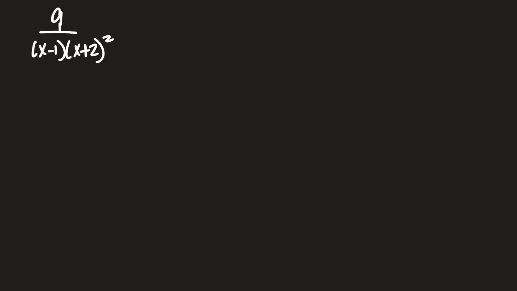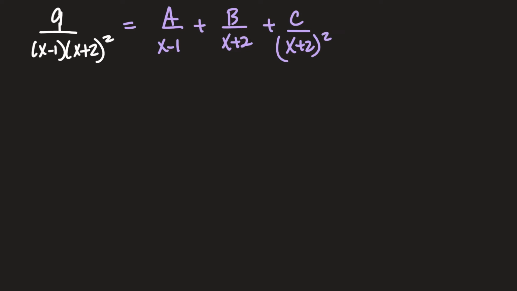Okay, so the first two were case 1, and this is a case 2 because I have this repeating linear factor. So it is a case 2. So I have a over my first factor, b over the first instance of my repeated factor, and c over the second instance of my repeated factor. Okay?